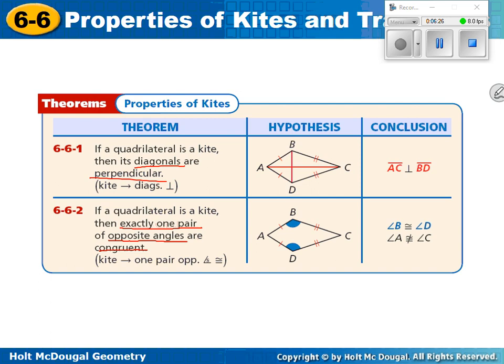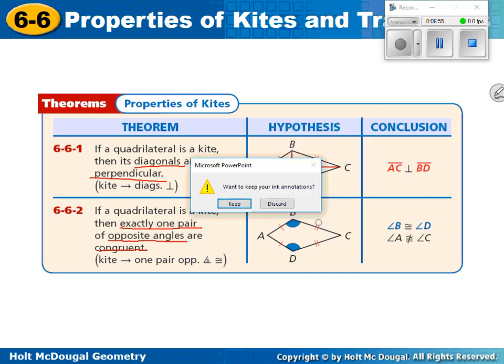1 pair of opposite angles congruent. But not just any pair. It is a specific pair that's going to be congruent. So when you look at your kite, the pair of angles that are going to be congruent are the pair of angles that are formed by the 2 sides.